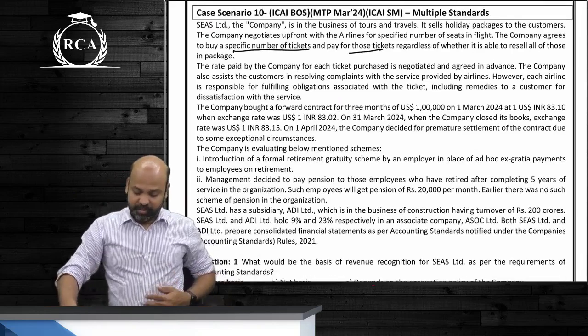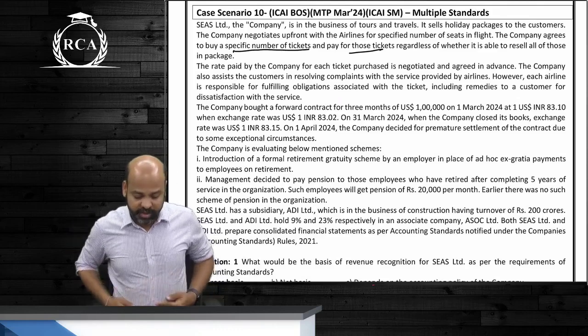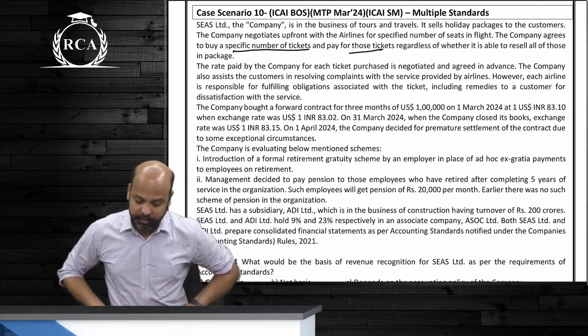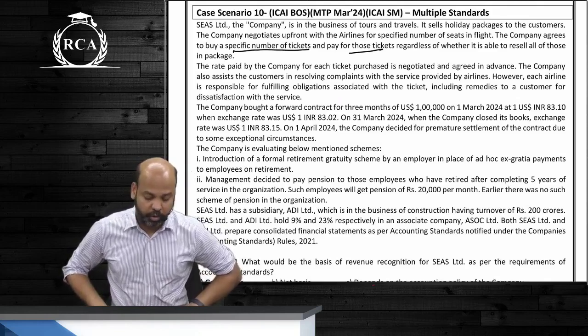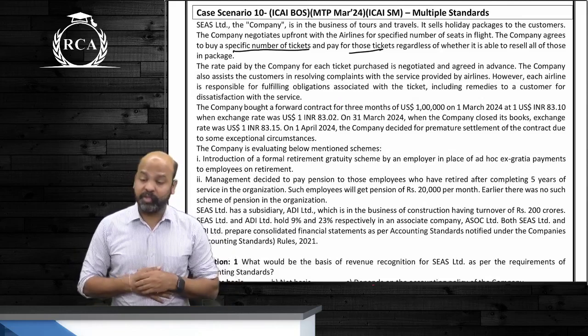On 31st March 2024, when the company closed its books of accounts, the exchange rate was $1 equal to 83.15. On 1st April 2024, the company decided on premature settlement of the contract due to some exceptional circumstances. That is the information related to the forward.